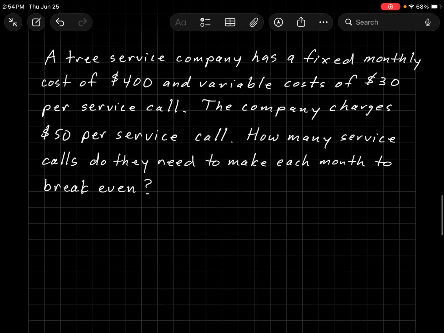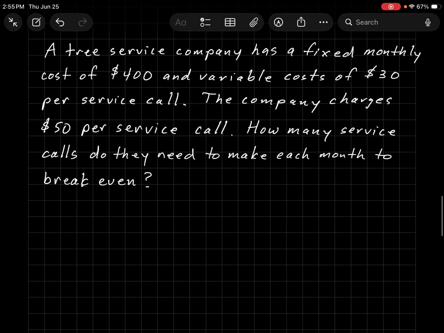Third problem. Consider a tree service company that has a fixed monthly cost of $400 and variable costs of $30 per service call. The company charges $50 per service call. How many of these services do they need to make each month in order to break even?